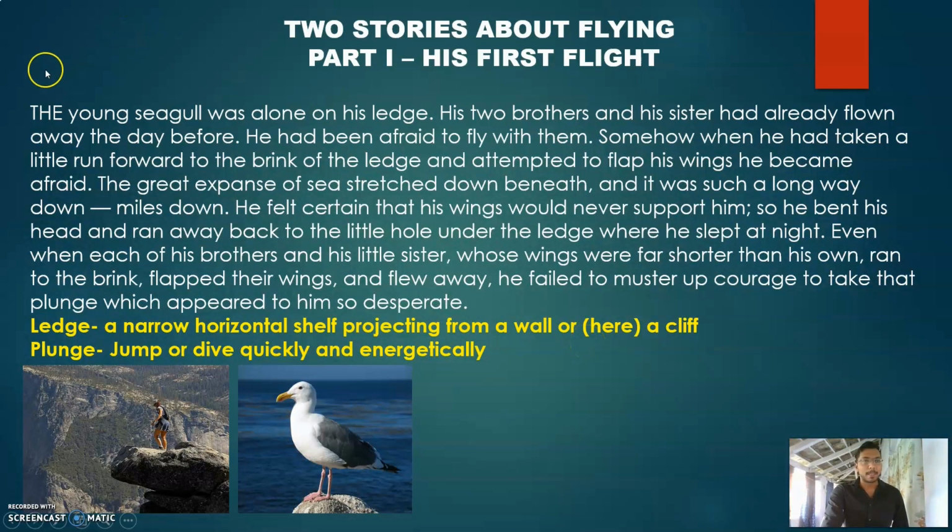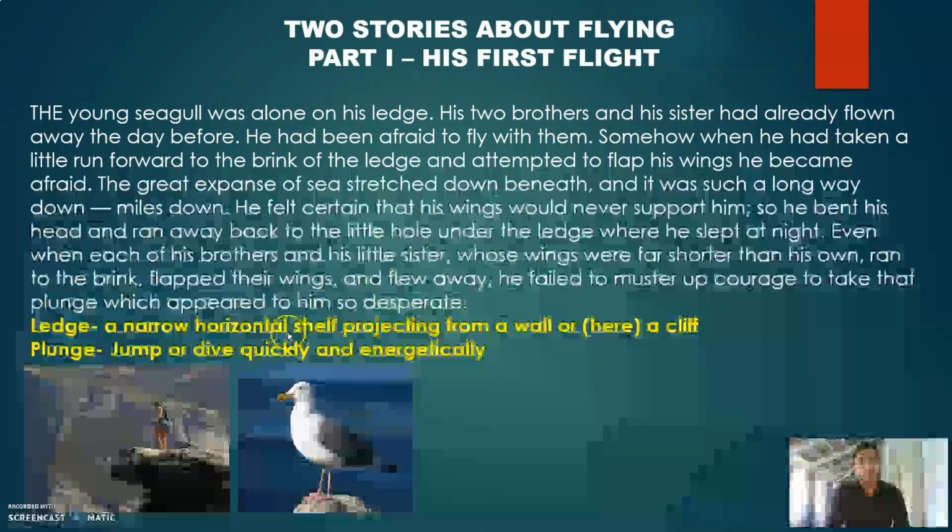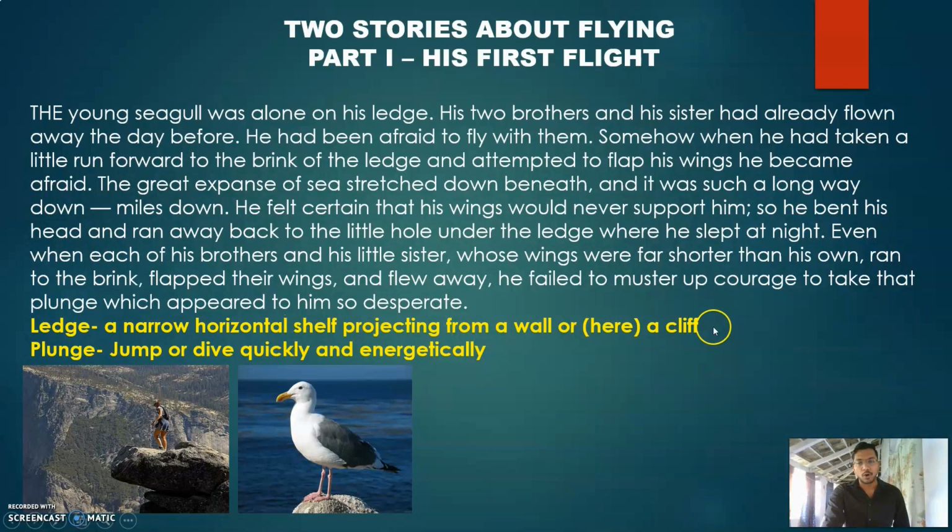So let's begin. The young seagull was alone on the ledge. Ledge is, as you can see in the image, the outer part of a cliff or a mountain. See here it is written: the narrow horizontal shelf projecting from a wall, or here a cliff. In this chapter we are talking about the ledge of a cliff or a mountain. So you can see this woman is going towards the ledge or the outer end of the cliff. Now we have seen it in National Geographic or Discovery channels that birds who make their nest on high mountains usually sit on the ledge.